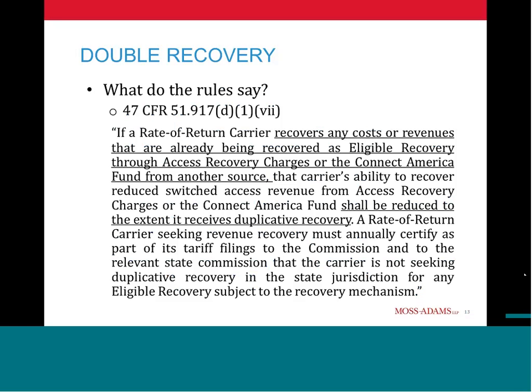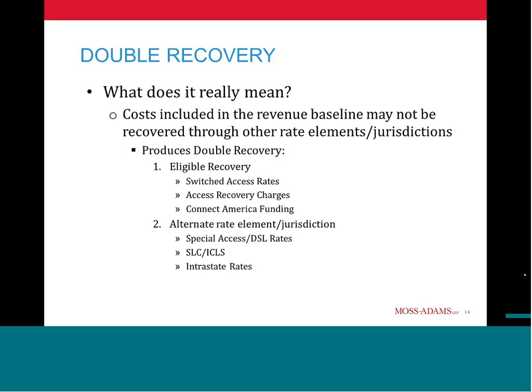So first of all, just sort of wanted to start with, what do the rules say? And I'm not going to read through this word for word, but really it's all about costs that are included in your revenue baseline. So your revenue baseline was established back in 2012 based on your average costs that you reported to NECA for tariff purposes for 2011 and 12. So those are forecasts of costs that would be incurred in 2011 and 2012. So it's costs that were included in your revenue baseline that cannot be recovered through other rate elements or other jurisdictional revenues because it would then produce double recovery.